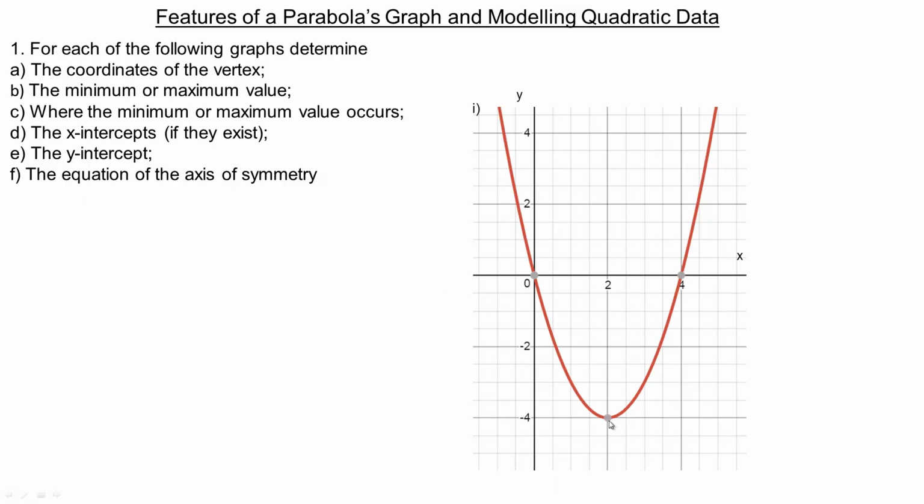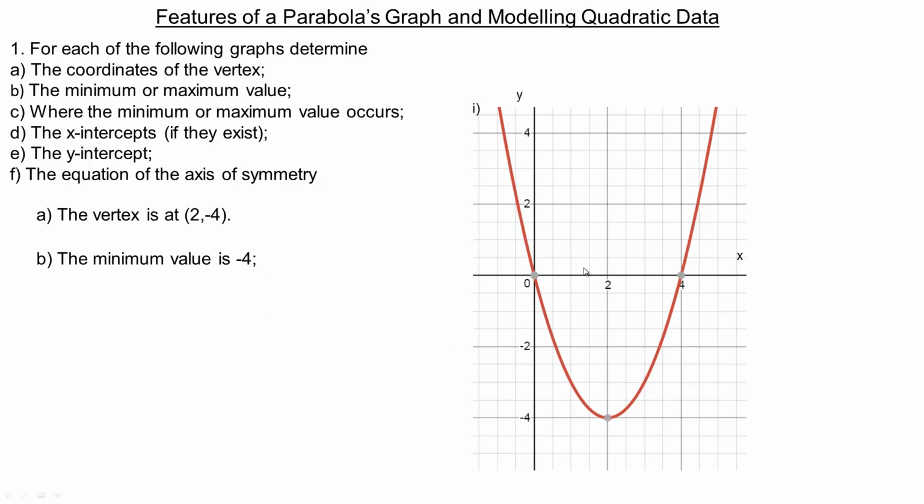So the vertex is this highest or lowest point, in this case the lowest point. So the coordinates of that vertex would be it's to the right 2 and down 4. So the vertex would be at the point 2, negative 4. Since this parabola is said to open up, so it continues going in that direction, it's said to have a minimum value.